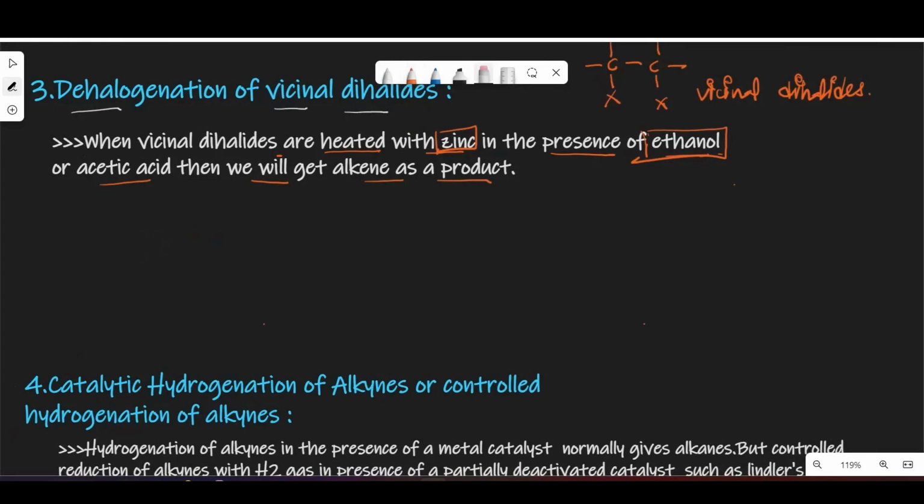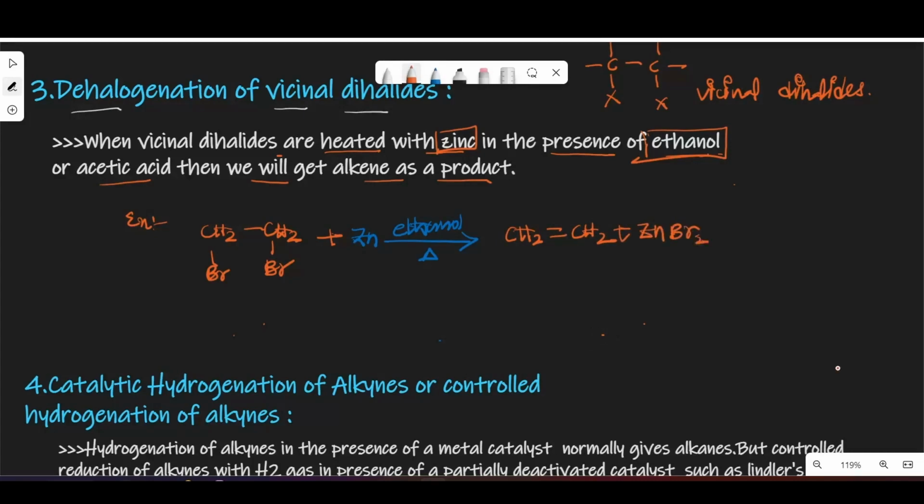Let's take this compound, CH2Br-CH2Br, as a simple example, in the presence of zinc and ethanol and heat. Then we will get ethene as the product: CH2=CH2 plus ZnBr2.